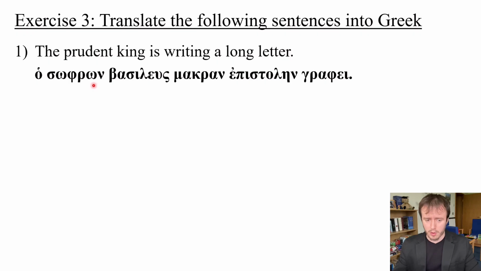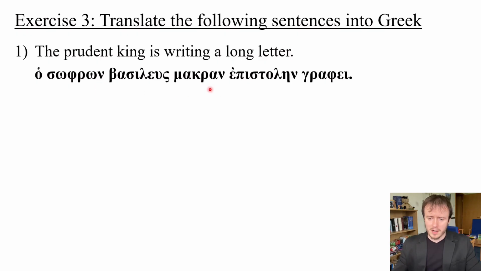You should have got sophron, since basileus needs to be nominative singular. The adjective sophron, agreeing with basileus, must also be nominative singular, and because basileus is masculine, we need the masculine nominative singular form of the adjective, and that is the one that ends in on. It's the unique shorter form that ends in on, so sophron.